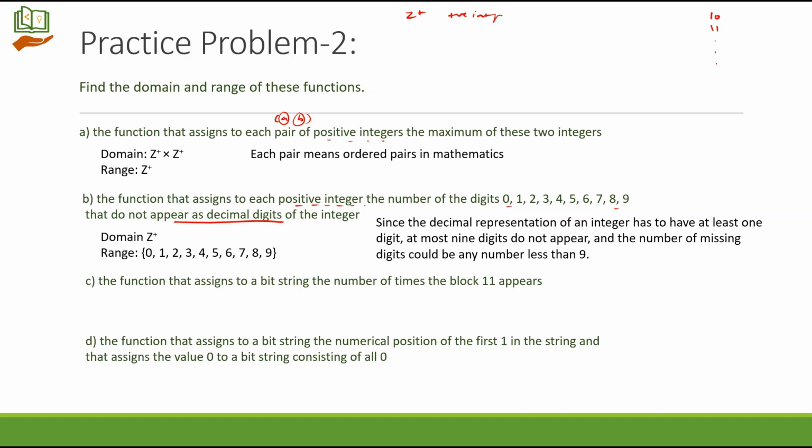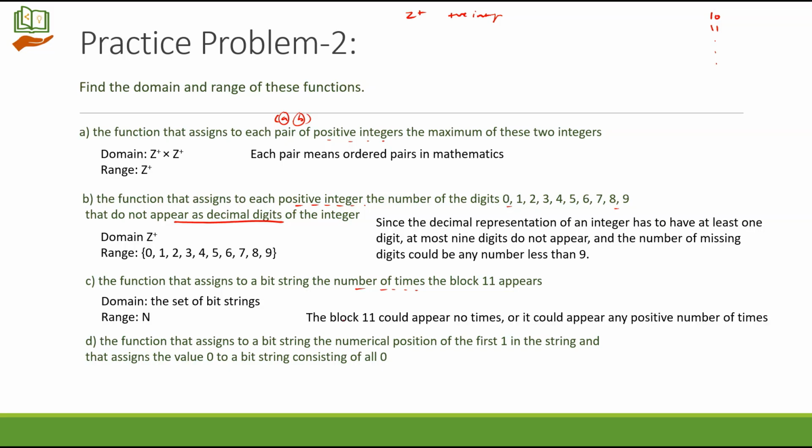The function that assigns to a bit string the number of times the block 1 1 appears. So the set of bit strings will be the domain and it is just the number of times the block 11 appears. So the range will be the non-negative integers. The block 11 could appear no times, that is 0, or it could appear any positive number of times.